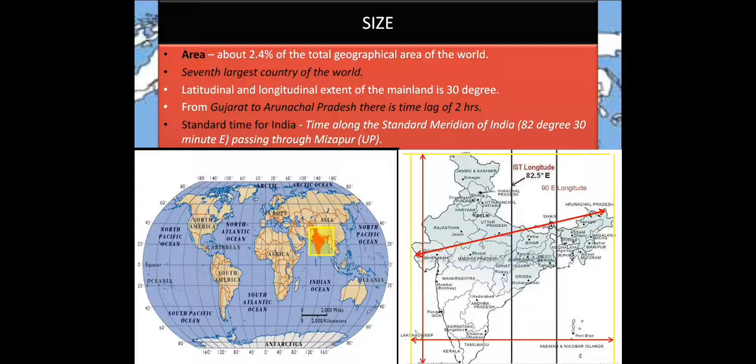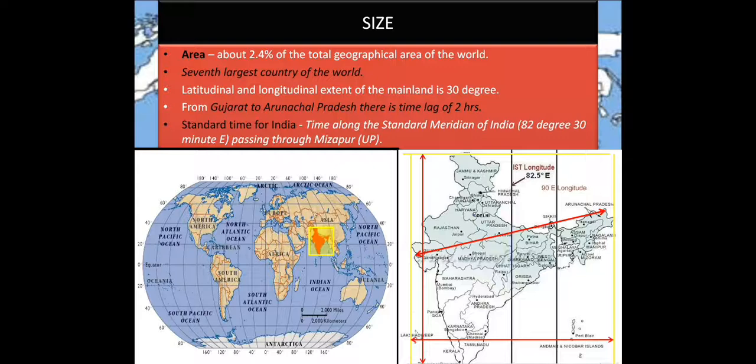Now, what do you mean by time lag of 2 hours? For an instance, you can take an example. If it is 4 o'clock in the morning at Arunachal Pradesh, in Gujarat it will be 2 o'clock. If it is 6 o'clock at Arunachal Pradesh, it would be 4 o'clock in Gujarat. Similarly, if you see the time difference between India and America, so there is a time lag of almost 12 hours. If it is 12 o'clock in the morning in India, it means in America it is 12 in the night.